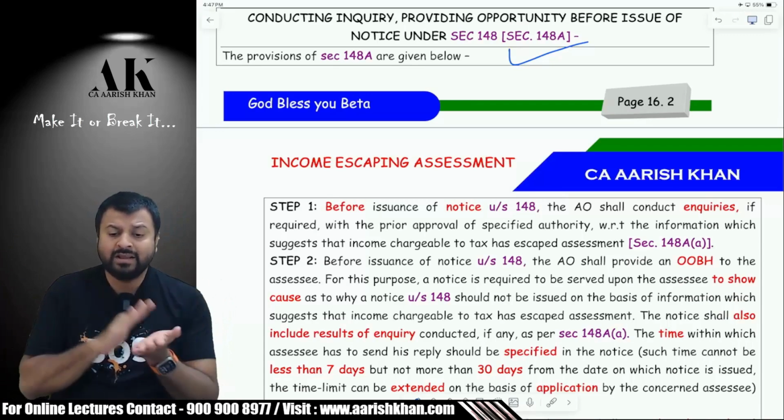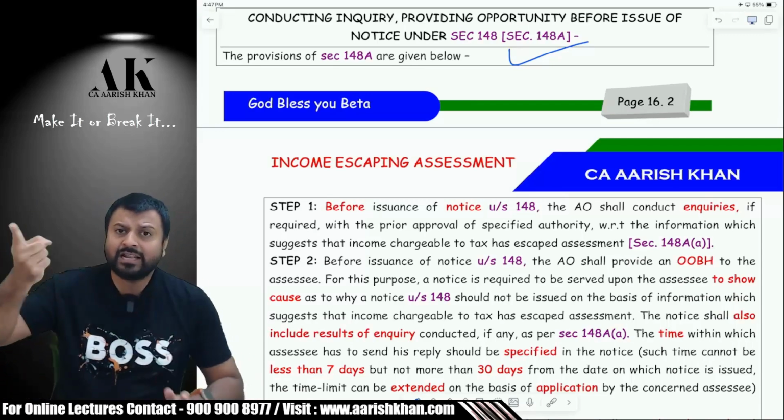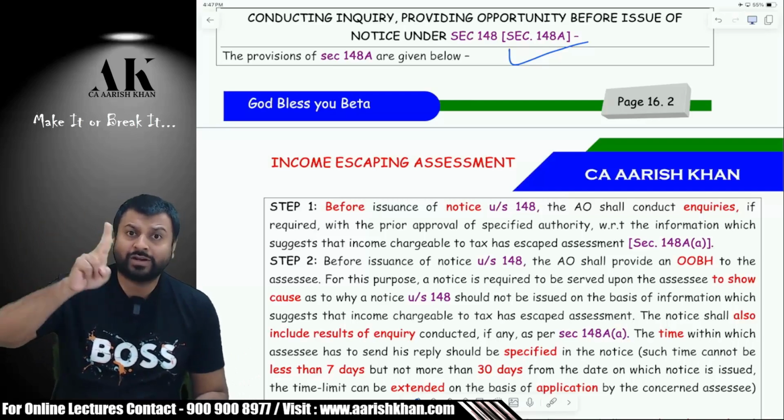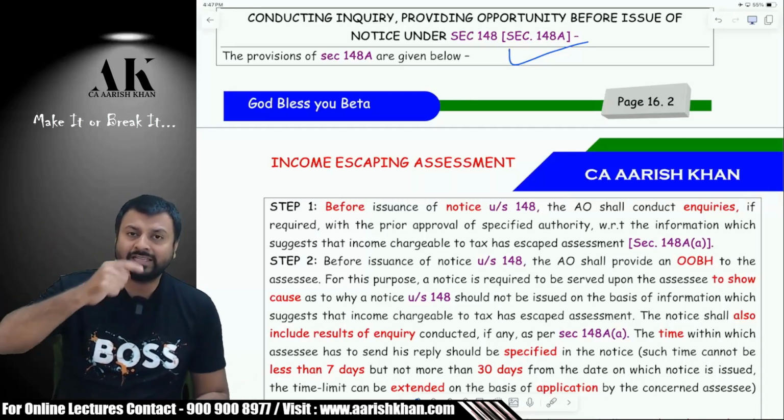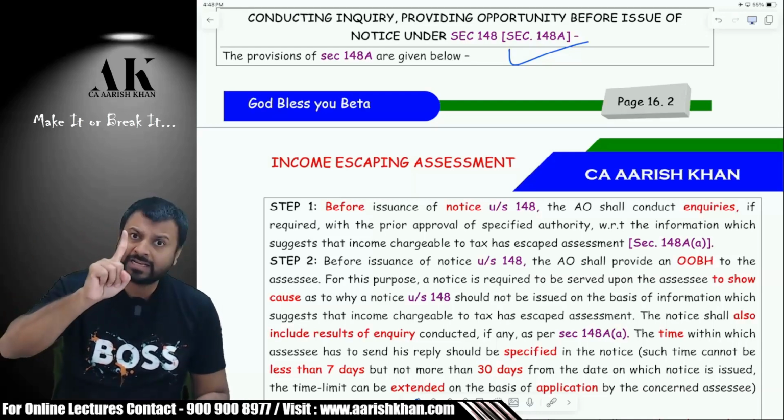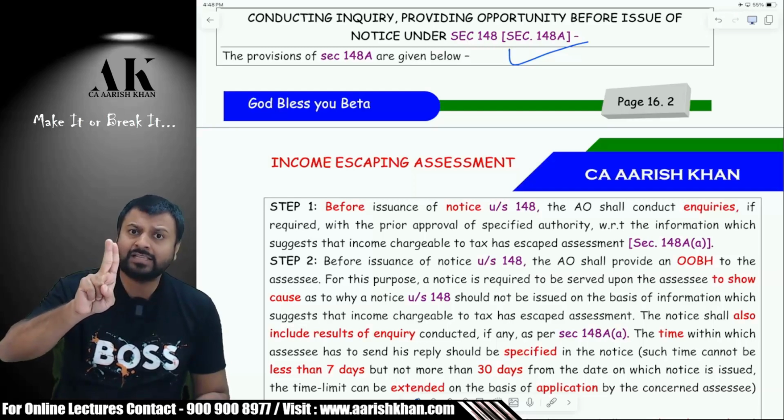Okay. So what is section 148? Section 148 says that before sending the notice under 148, you have to conduct an inquiry under 148A. So before sending the notice under 148, conduct the inquiry first under 148A, then send the notice under 148 to file the ROI within 3 months.